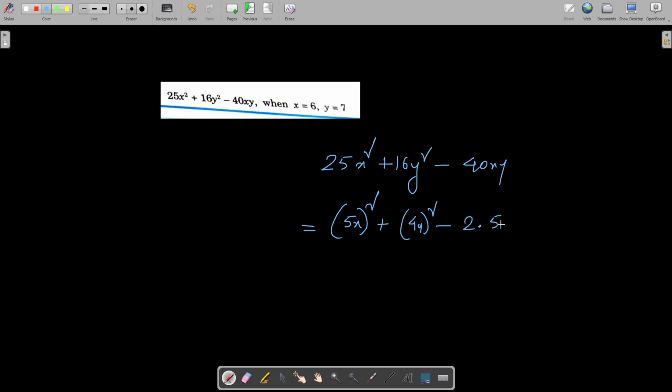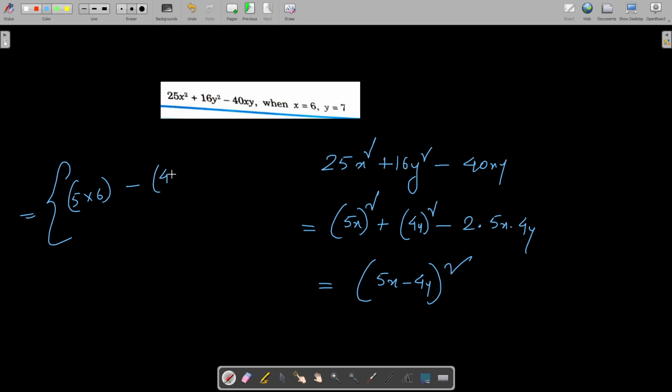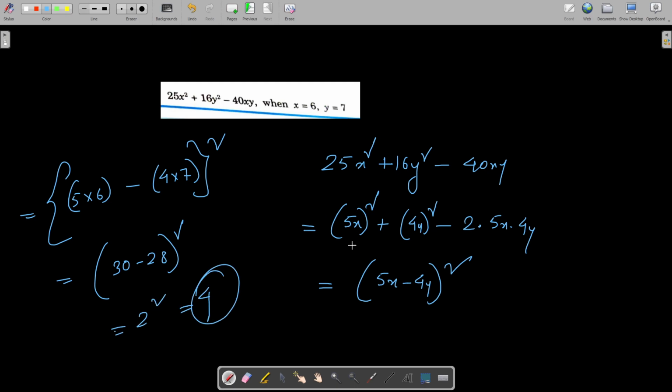So we'll write 2 into 5x into 4y. Let's see if that gives us 40xy. 10 into 4 is 40. So it's exactly coming a square plus b square minus 2ab. So the answer will be 5x minus 4y whole square. Now we'll simply use the values. So we will do 5 into 6, then we have 4 into 7, whole square. What will be the answer? 5 sixes are 30, 4 sevens are 28, whole square, which is 2 square. So 2 square is 4. So this is how we can easily solve the question.